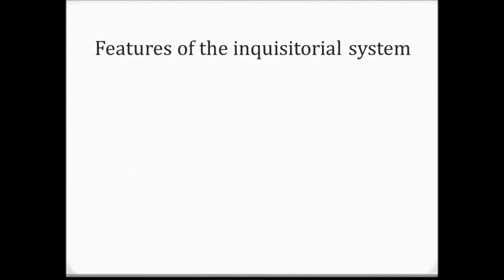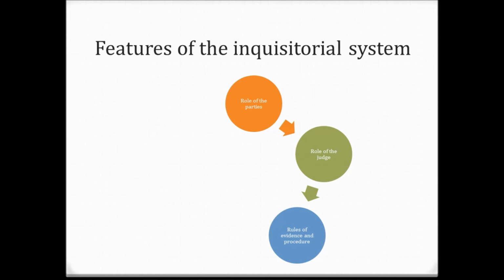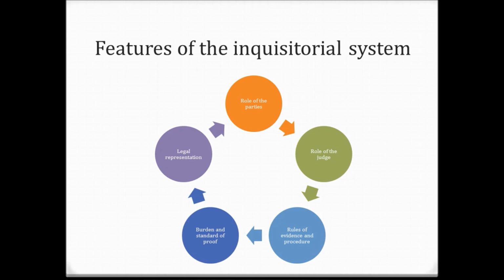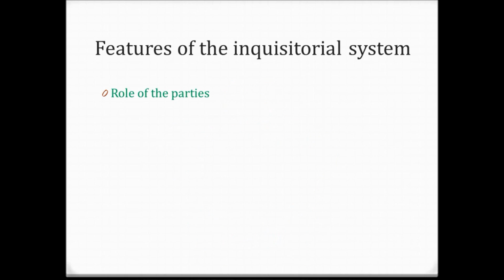Okay, so we're going to go through the same features of the inquisitorial system that we looked at for the adversary system. So the role of the parties, the role of the judge, the rules of evidence and procedure, the burden and standard of proof, and the need for legal representation.